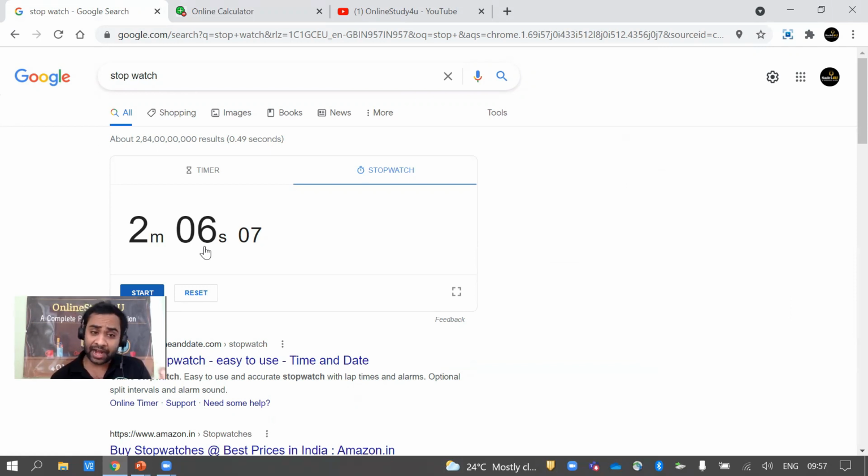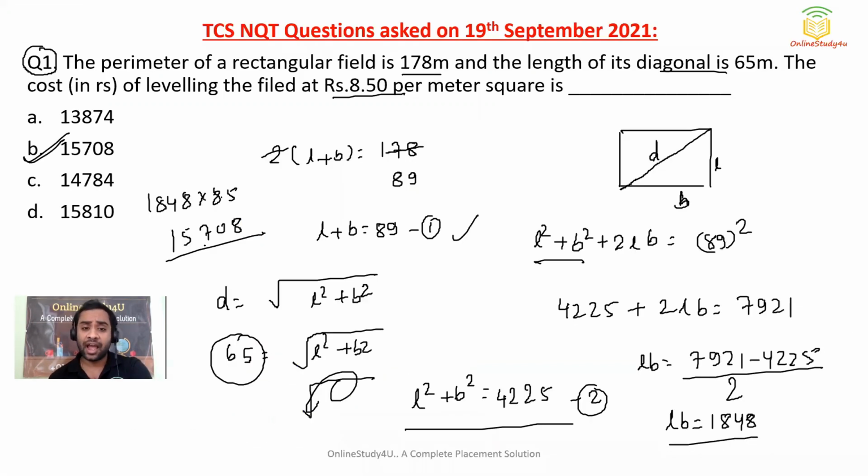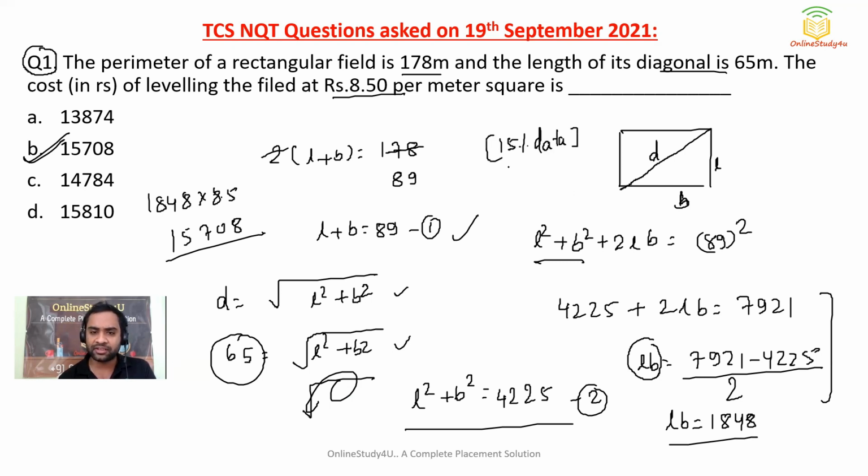One thing you need to understand is that I have skipped many of the steps, because I had done it earlier. I knew we need to square, then we need to subtract, then we need to calculate. We know LB will be the area. So you can say at least 15% of the data I already knew because I had done the question earlier.